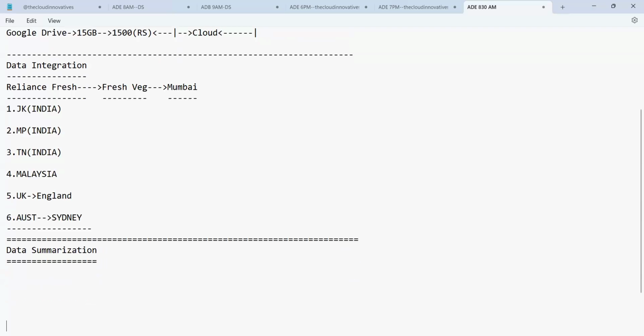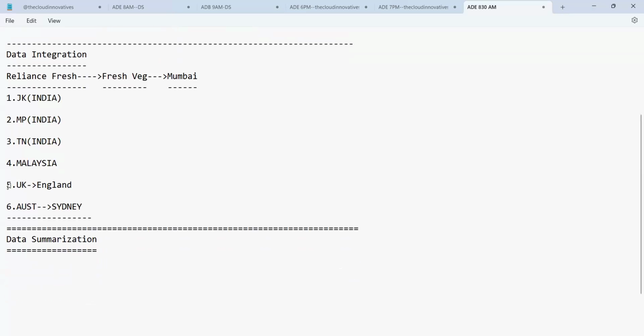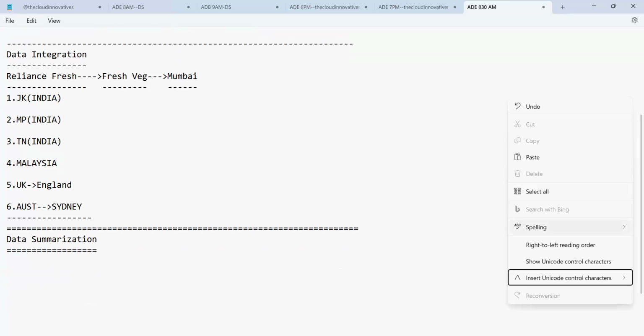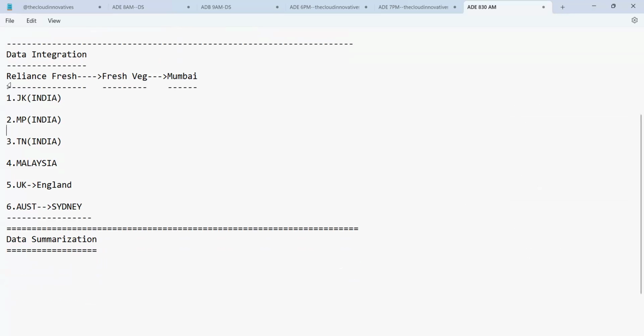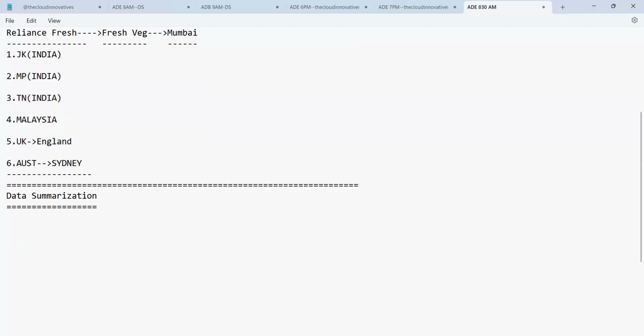Now, guys, what is the data summarization process? For the data summarization process also, I'll take the same example, guys. That means the Reliance Fresh, all these examples, I'll take it as it is.